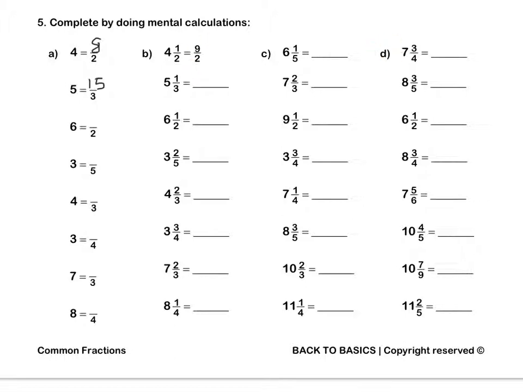Let's look at D. 7 times 4 gives us 28 quarters, plus 3 quarters gives a final answer of 31 quarters. Let's look at 10 4/5. 10 times 5 is 50/5, plus 4/5 is 54/5. Pause this video to complete question 5.